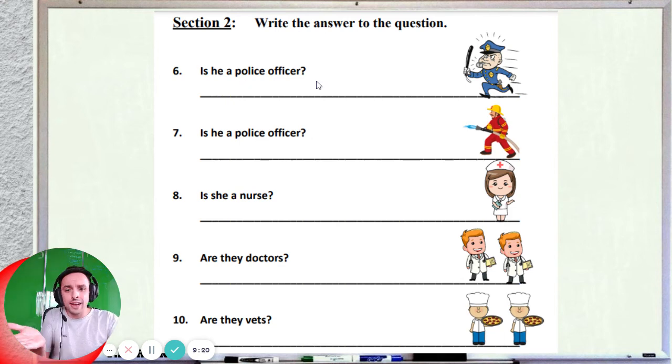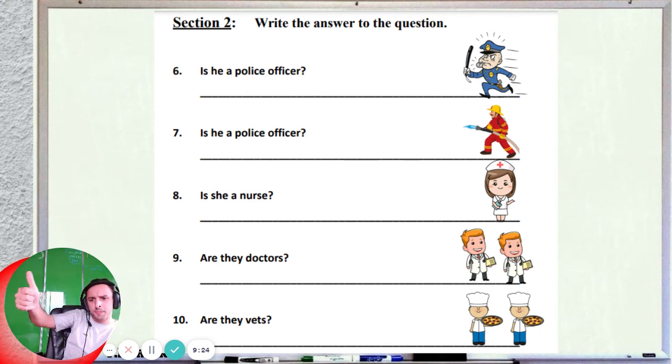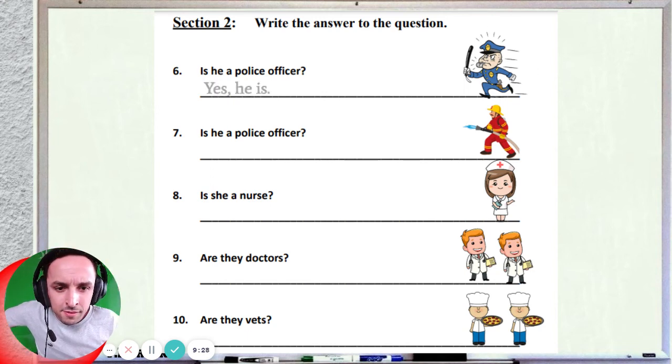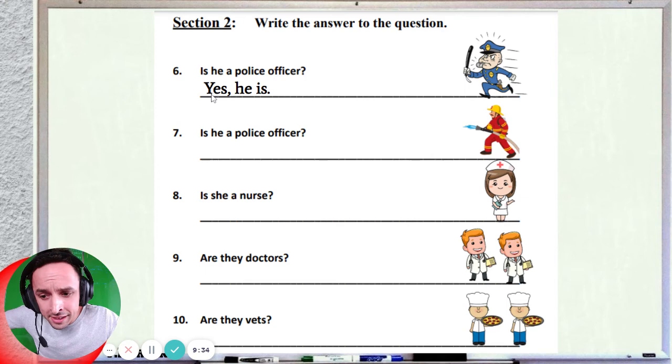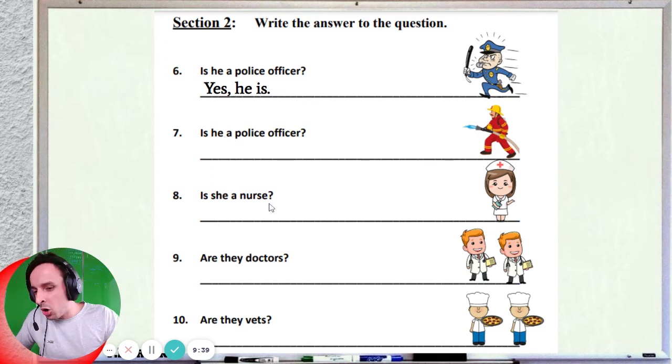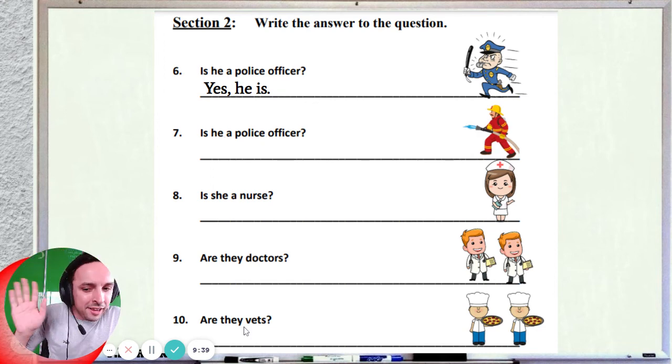Okay, so you have to write the answer. What is the answer? Is he a police officer? Yes or no? The answer, yes, he is. That's right. Yes, he is. Yes, pronoun, verb to be. Yes, he is. Okay. And I'm not going to give you 7, 8, 9, or 10.